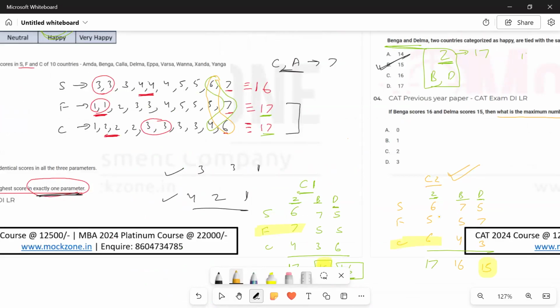केस 2 में तो S में कौन सी 3 वैल्यूज जा चुकी हैं? 6, 7 और 5. ये 3 वैल्यूज जा चुकी हैं S की. F की कौन सी 3 वैल्यूज जा चुकी हैं? 5, 5 और 7. ये 3 वैल्यूज जा चुकी हैं. C की कौन सी वैल्यूज जा चुकी हैं? 6, 4 और 3, ये 3 वैल्यूज जा चुकी हैं. These 9 values are totally booked by Z, B and D.